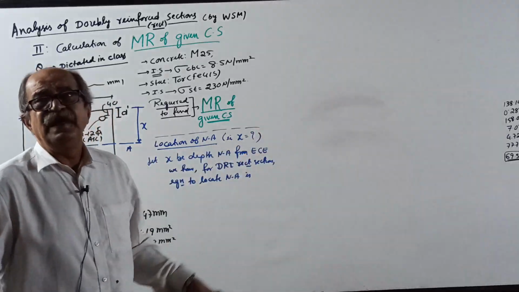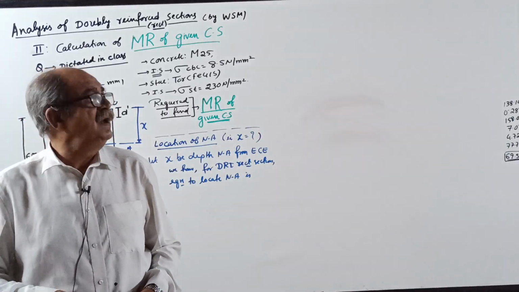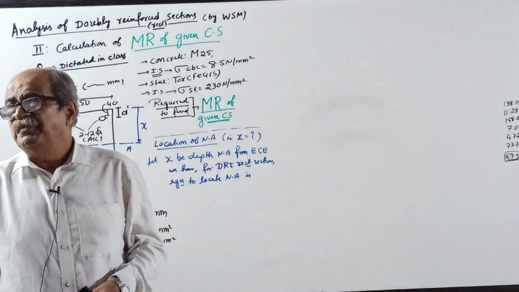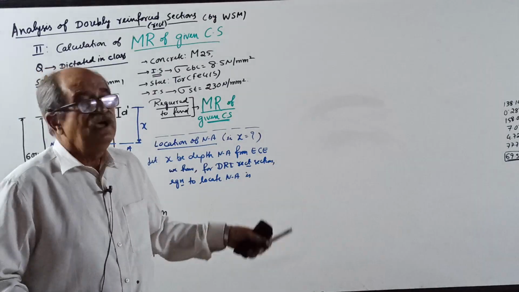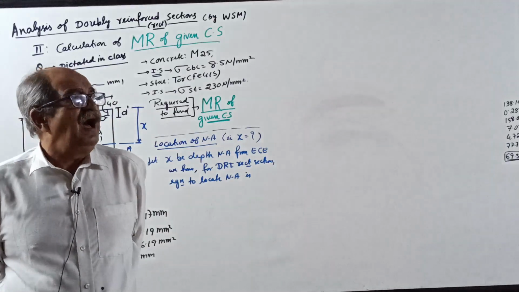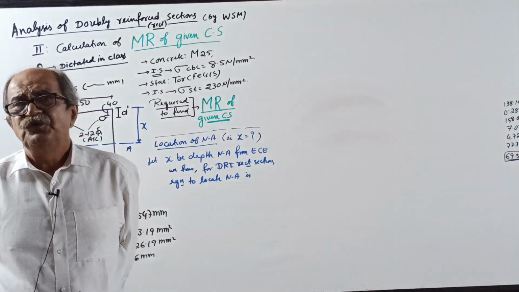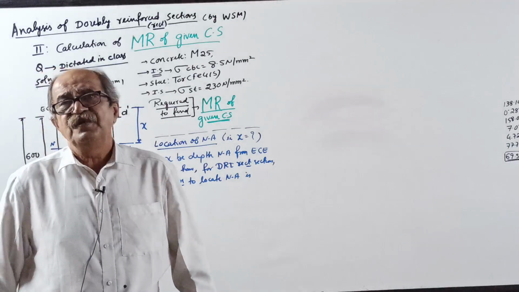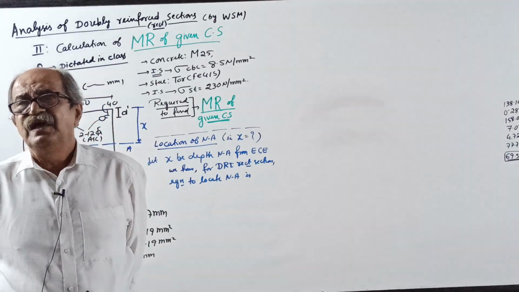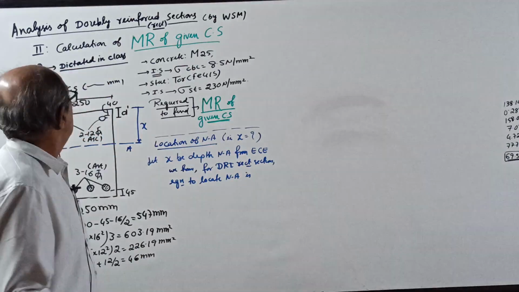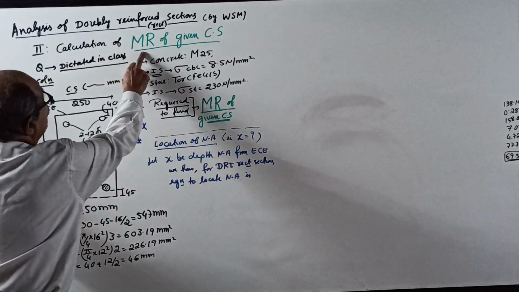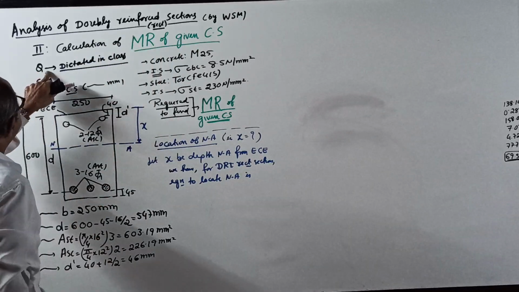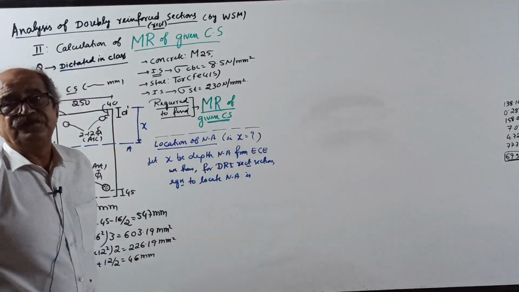In an earlier class, I think part number 6, when I started the doubly reinforced section, I have given the procedure for both finding stresses and how to find MR. Go through it once again. For singly reinforced section, I thoroughly told it. Calculation of MR for given cross section. The word given is important. Okay, start. Question dictated in class.